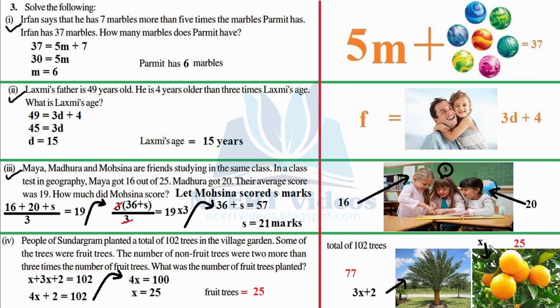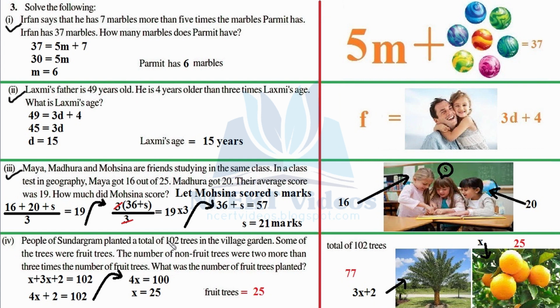So let us assume it to be x. We don't know that, but we are given the relationship. From that we will deduce our equation. So let's read it again. The number of non-fruit trees were equal to 2 more than 3 times the number of fruit trees. 3 times the number of fruit trees will be 3x because we have assumed fruit trees to be x. They were 2 more, that is we add 2 to it. So 3x plus 2 is the total number of non-fruit trees.